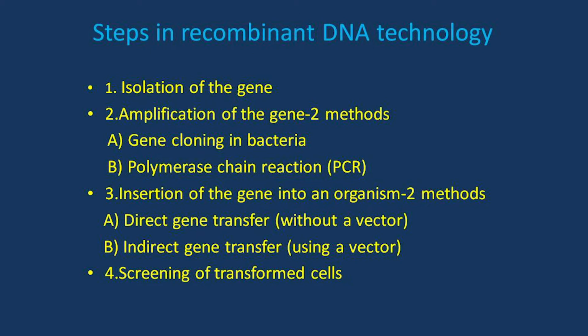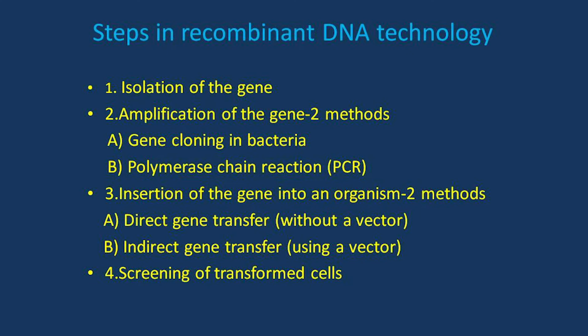Second technique is called polymerase chain reaction or PCR. There we use a machine called the thermal cycler. It is a very fast technique in which within 90 minutes we can make 1 billion copies of the gene. So it is a much better technique compared to gene cloning in bacteria.